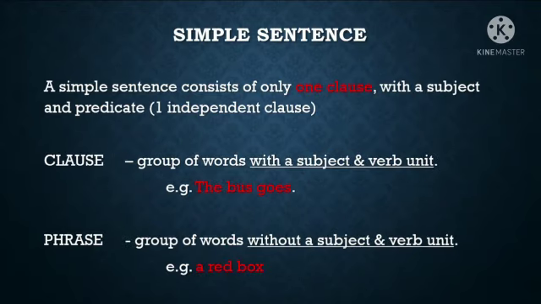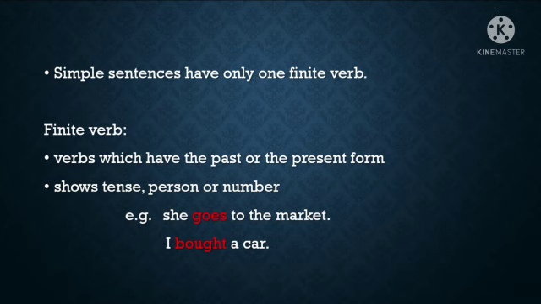A simple sentence consists of only one clause with a subject and predicate, right? So a simple sentence consists of only one main clause and it can have a phrase. And in a simple sentence, you will find only one finite verb. What is a finite verb? A finite verb shows tense, person or number.